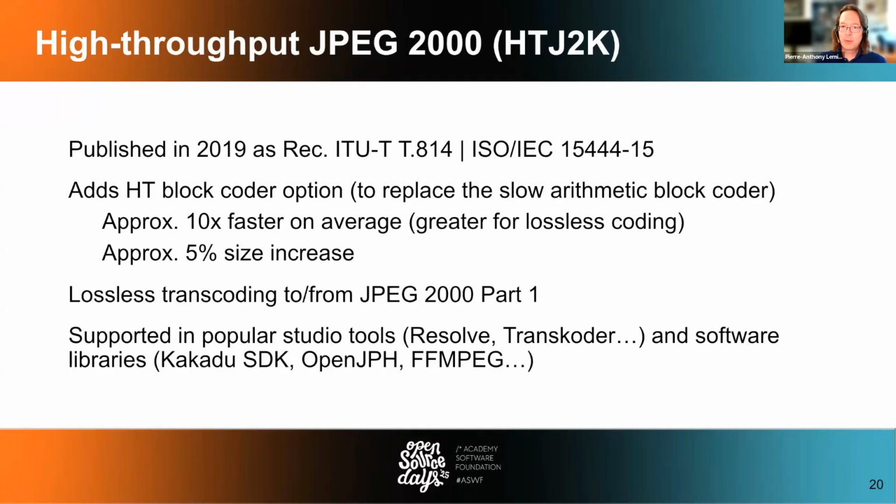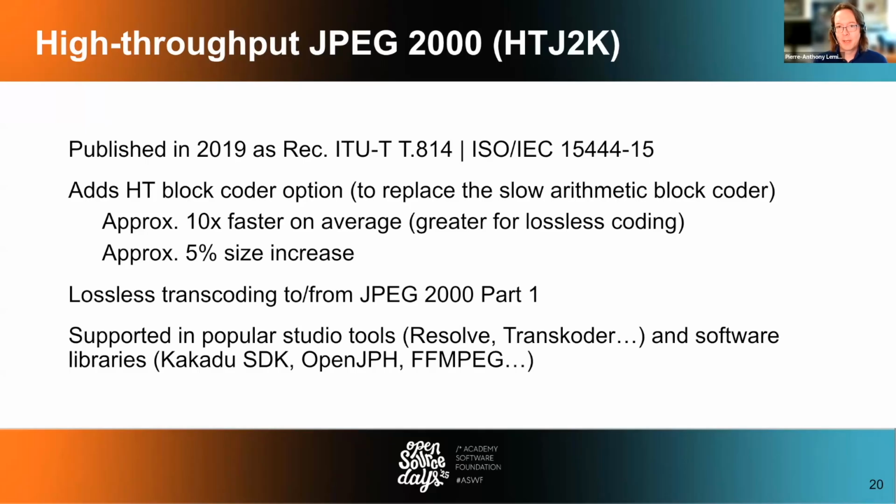All right, so high throughput JPEG 2000. Quickly, this is a new development in JPEG 2000, well, relatively new on the scale of JPEG 2000. It was published in 2019 as a new part of JPEG 2000. It is both an ITU and ISO standard. It replaces the slow arithmetic block coder with a faster block coder, and that comes at a slight cost. You have a 5% size increase in the file, but it also comes with the benefit of much, much faster performance.